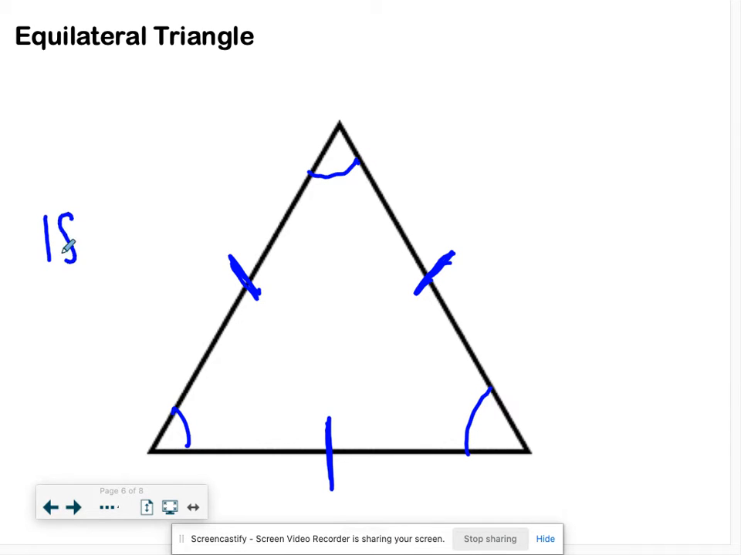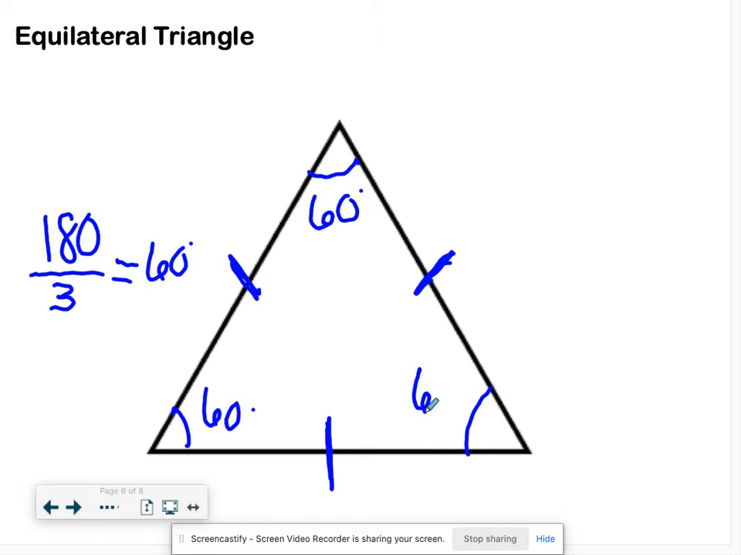180. Yep. So we're going to have our 180 and divide it equally 3 times. You guys know what that is? 60. So no matter what, your angles are always going to equal 60 degrees in an equilateral. Always, no matter what size your legs are. They're always 60 degrees.